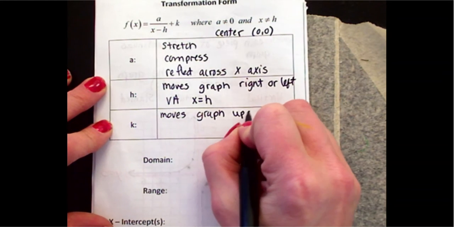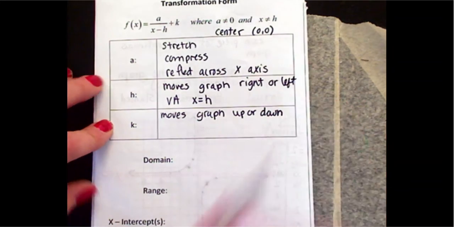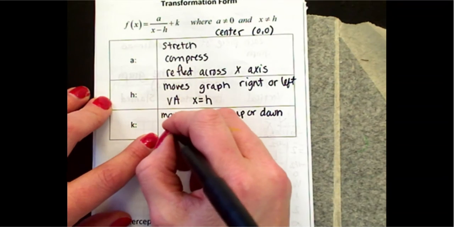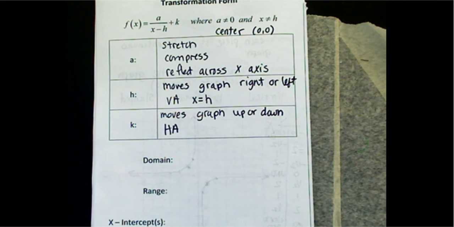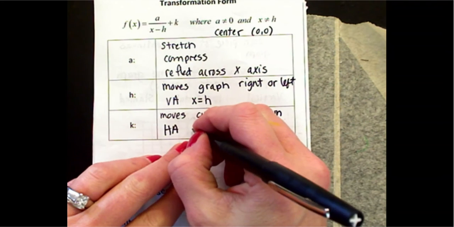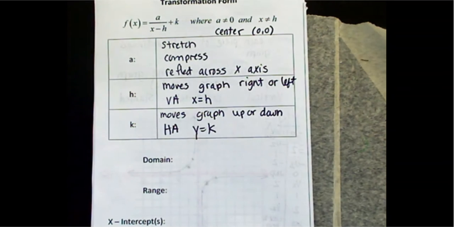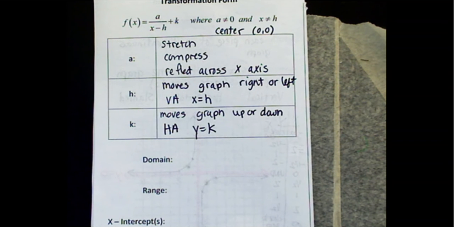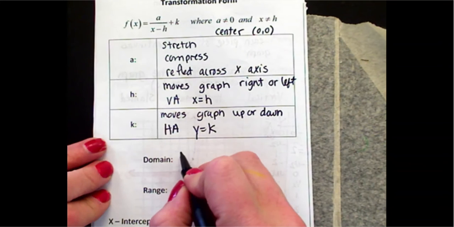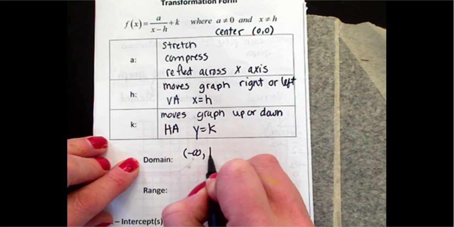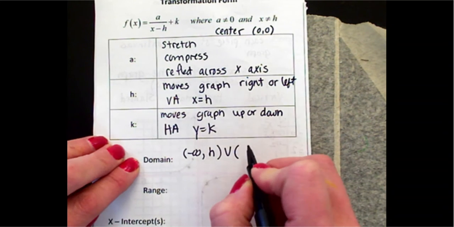Moves the graph up or down. Okay? And this is going to move our horizontal asymptote also. It's the vertical asymptote, the dotted line. We're not actually going to graph anything there. Okay. We're going to do an example, and then you'll see where these values come in.